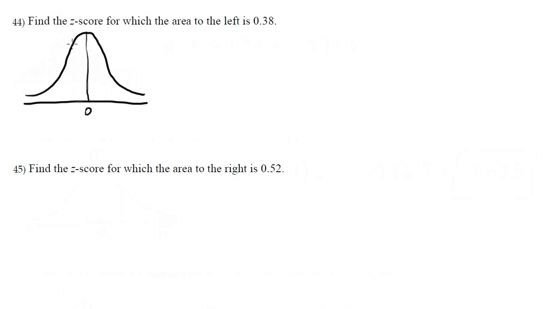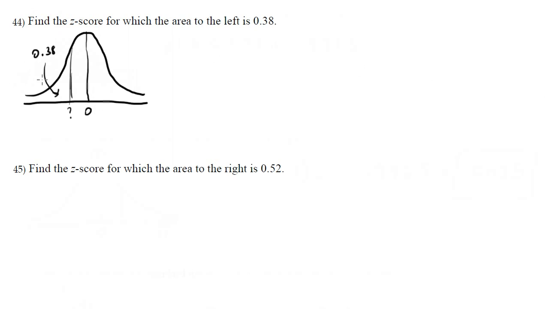So I kind of want something like, I don't know, like this. I want my area here, this area here, to be 0.38. And I want to know what the z-value is that gives me that area of 0.38. Now, if we remember, this area is what we look at the table and we find based on that z-value. So we're kind of doing this backwards.